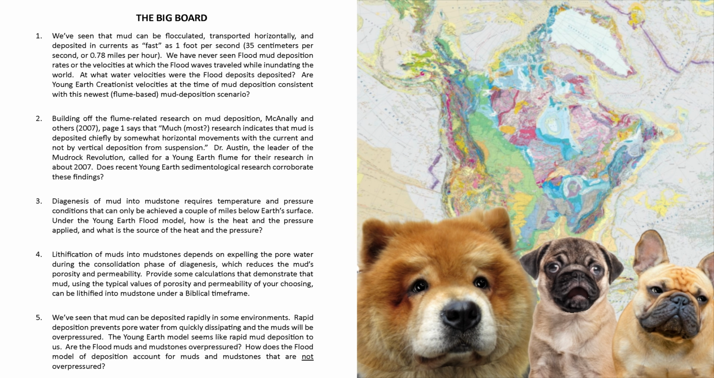5. We've seen that mud can be deposited rapidly in some environments. Rapid deposition prevents pore water from quickly dissipating, and the muds will be overpressured. The young Earth model seems like rapid mud deposition to us. Are the flood muds and mudstones overpressured? How does the flood model of deposition account for muds and mudstones that are not overpressured?